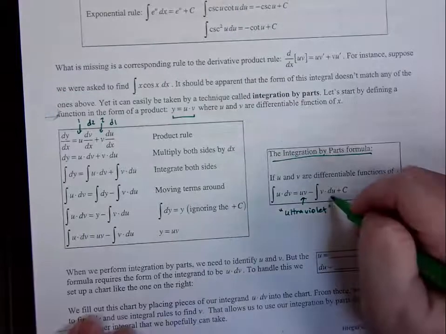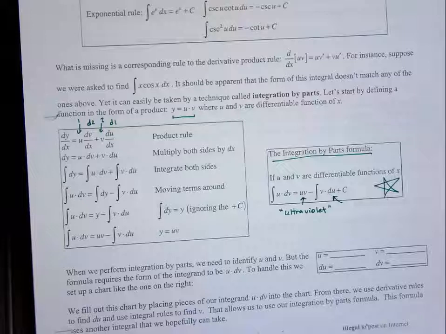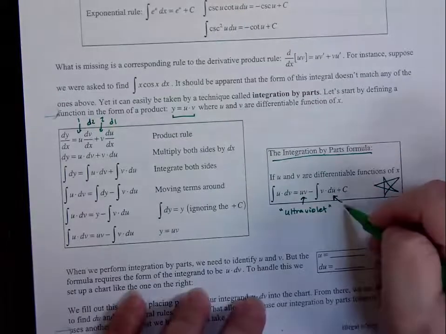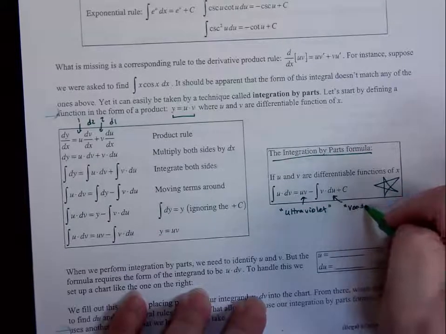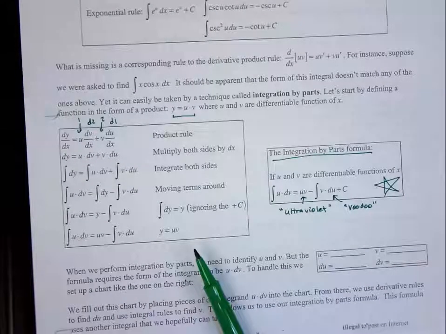And then what's inside the integral, V to U, if you kind of run it all together, it kind of sounds like voodoo. So, we're going to call this method ultraviolet voodoo to help you remember the order of the letters. Ultraviolet voodoo. Okay, but you have to remember that it's subtraction and the voodoo goes in an integral. V to U, voodoo. Okay?